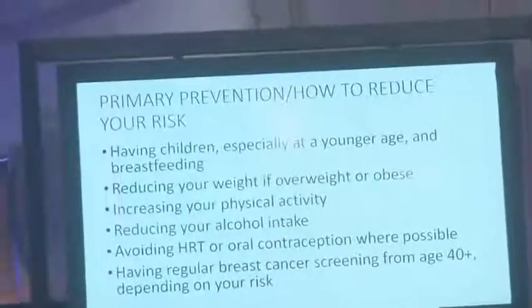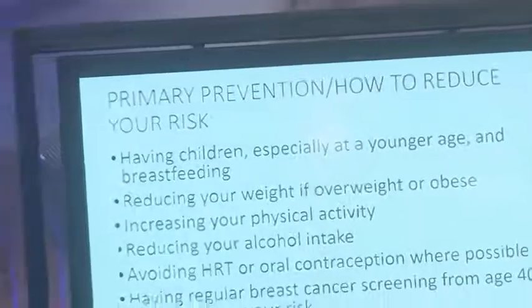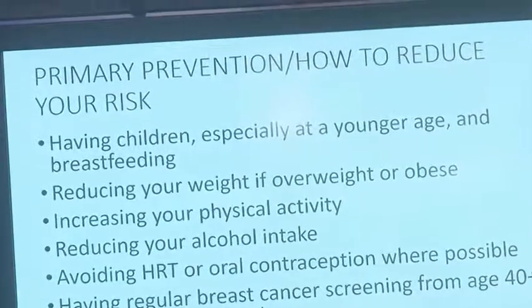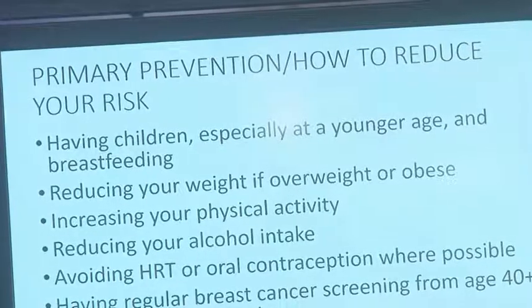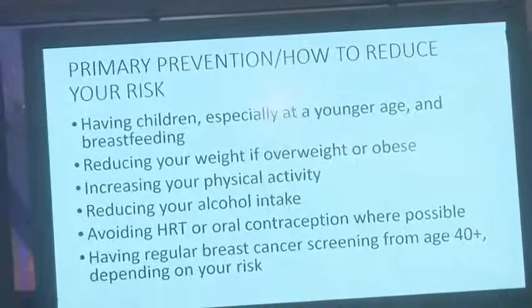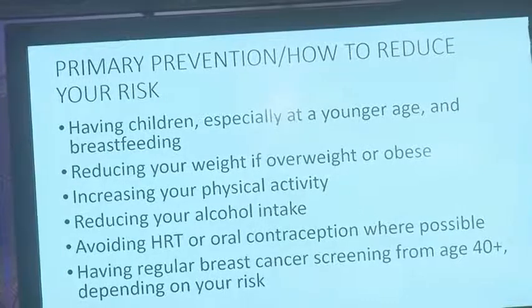Okay, so I've spoken about this. Reduce your weight if you are overweight. Increase your exercise. That's physical activity. Reduce alcohol intake or avoid alcohol. Avoid oral contraceptive where it's possible. Then have children at a younger age and start breastfeeding. That's the primary prevention of cancer. Those are the things we can do as human beings.